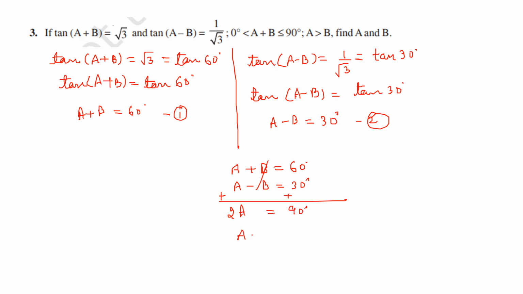So from here I will get the value of A as 90 degree by 2, which will give me 45 degree. Now the A value I got is 45 degree, and we know that A plus B is 60 degree, isn't it?